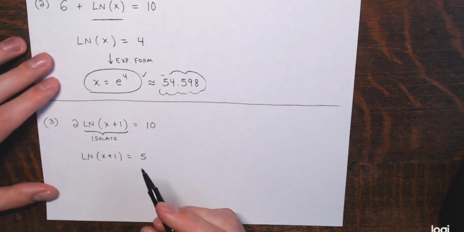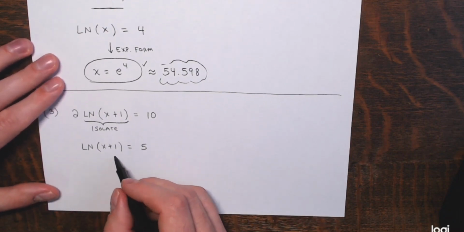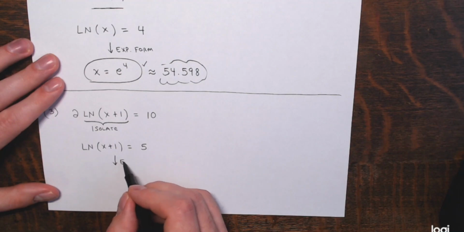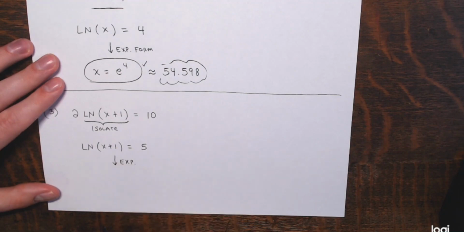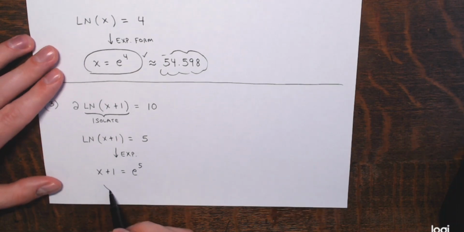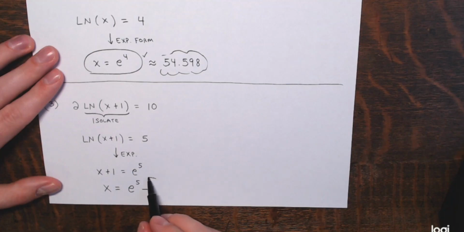And now I have a logarithmic statement. We change it to the equivalent exponential form. I'll just put exp for exponential form. And that would be x plus 1 equals e to the 5th power. Now this is not solved for yet. I still have to get x alone by subtracting 1. So x equals whatever e to the 5th power is, and then minus 1 after that. And there you go.